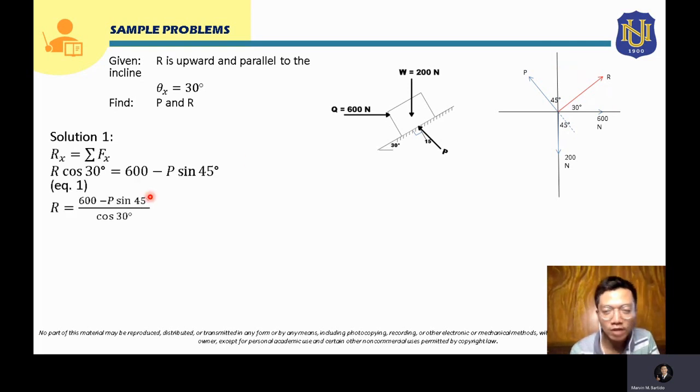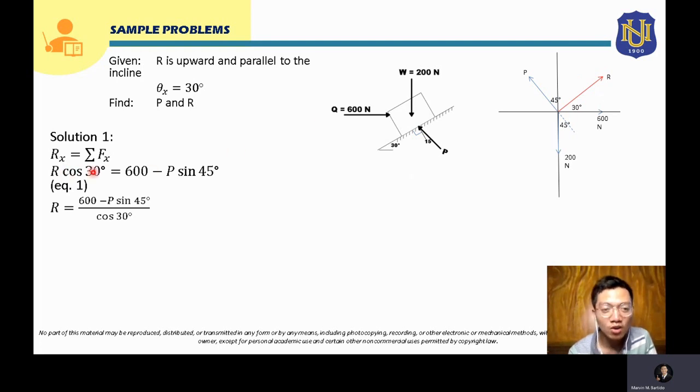So for your solution 1, we can use Rx, and we can sum up all the horizontal components of all the forces. Don't get confused with the resultant R, that will be the resultant. You cannot include that in your summation for the horizontal components of forces. So for your Rx, that will be the horizontal component of your resultant. Your resultant is this, so the horizontal component of this resultant is r cosine 30.